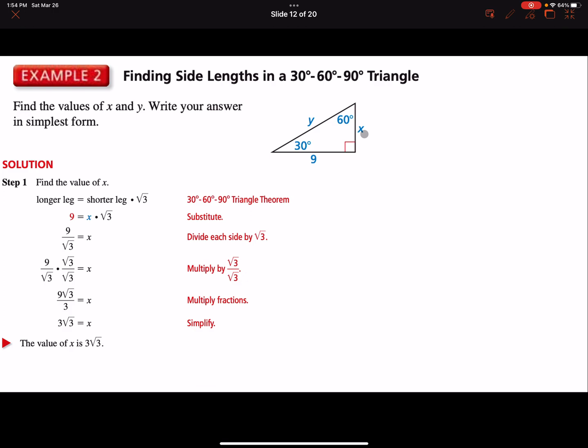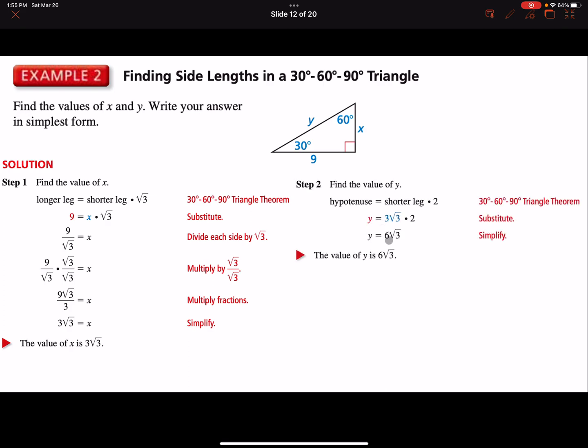Now, if we want to find y, we're going to do something a little bit different. We know that the hypotenuse, which is where y is, and I know it's the hypotenuse because it's across from the 90-degree angle, the hypotenuse is twice the length of the shortest side, which was x. So all we need to do is take 3 root 3, which we found out was the value of x, and double it. And if I do that, I end up with 6 root 3, because 3 root 3 times 2, or doubled, is 6 root 3. So the value of y ends up being 6 root 3.